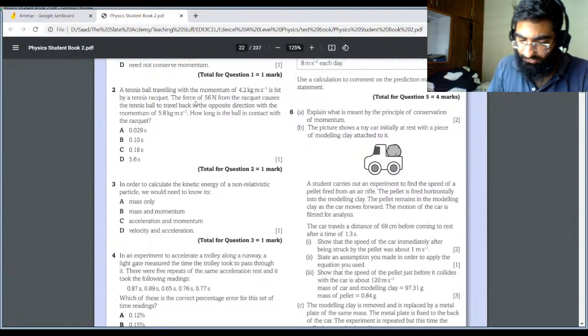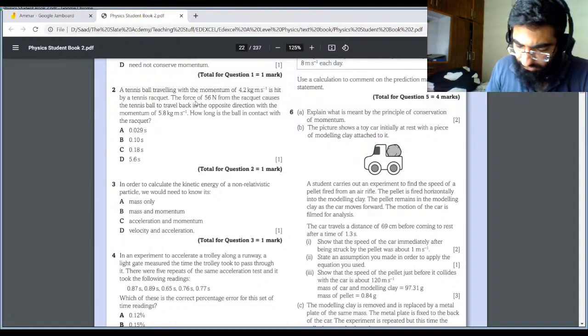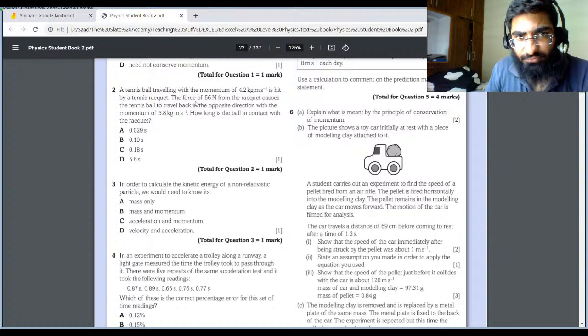What is the impulse? As a concept, or the value of impulse over here? 5.8, yeah. Impulse we'll have to calculate. So we have only force.